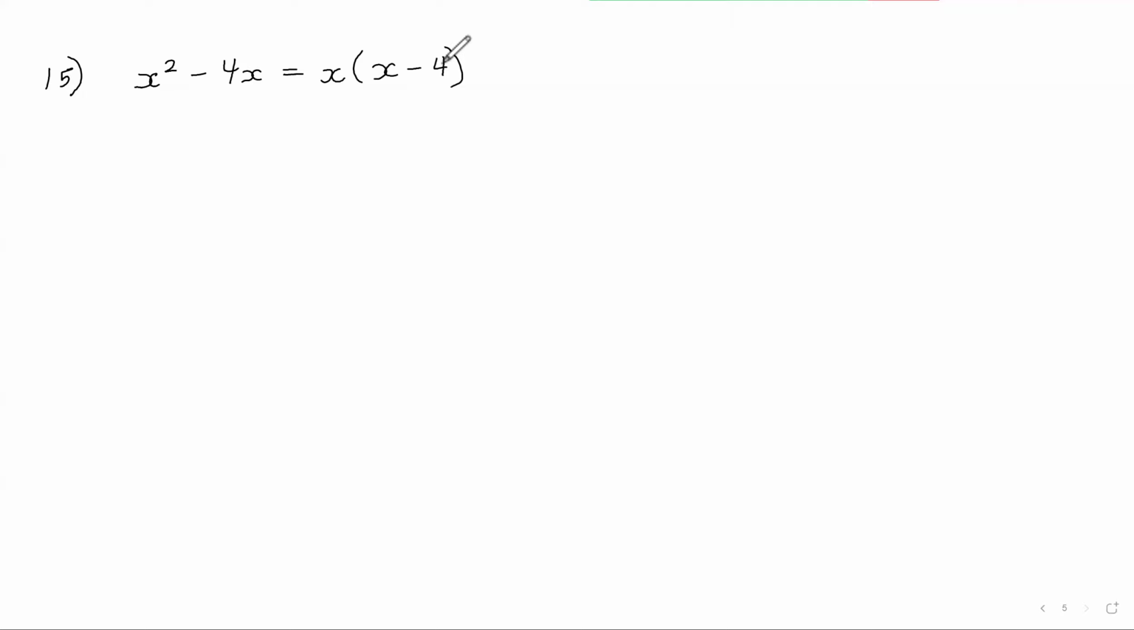Because if it was minus 4x, then when you expand the brackets, it would end up being 4x squared, because 4x times x gives you 4x squared. Athena, what about b squared minus 4b? It would be b, and in brackets b minus 4. Perfect.